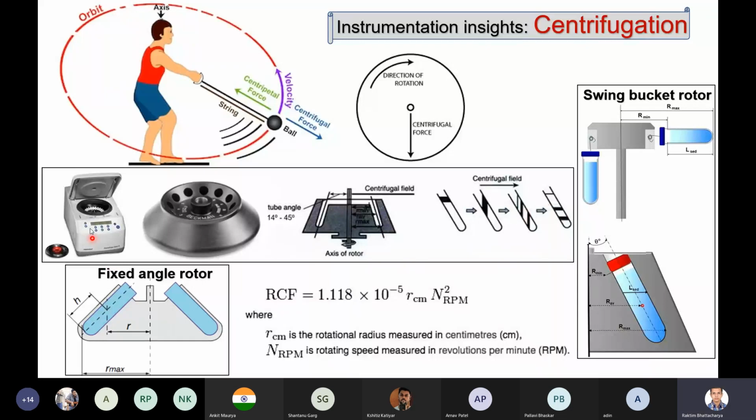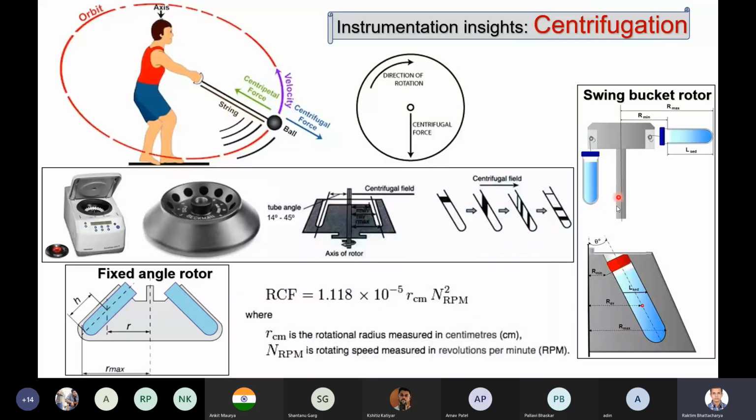Now this rotor can be of two types. One is fixed angle rotor. In most of the cases, in most laboratories, we use fixed angle rotor. Even in this particular experiment, whatever rotor has been used is a fixed angle rotor. But there are other types of rotor called swing bucket rotor.